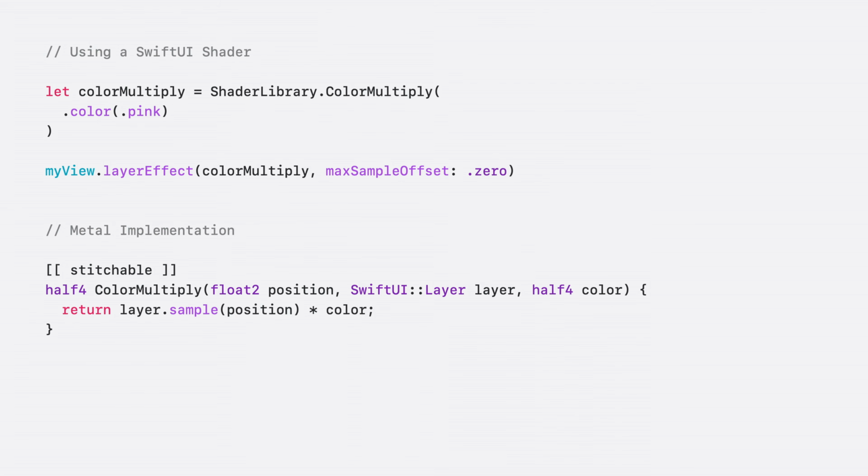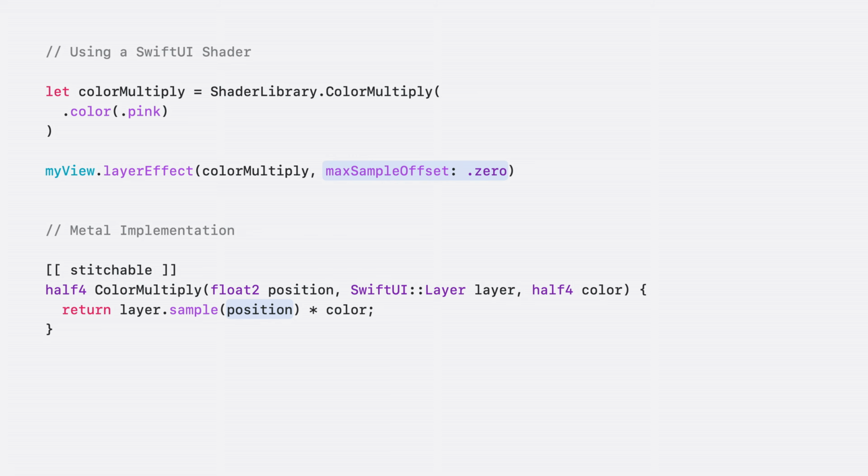Instead, they are written in the Metal shading language, or Metal for short. Here's the corresponding Metal file for the shader I showed you earlier. The name of the shader function matches the invocation on ShaderLibrary. This is the function that SwiftUI will execute on the GPU for each of your view's pixels. And when it does, the position argument refers to that pixel's location. The layer argument, meanwhile, is a representation of your view's content. You can sample the layer to obtain its contents, but you must stay within the max sample offset that the shader was instantiated with relative to position.